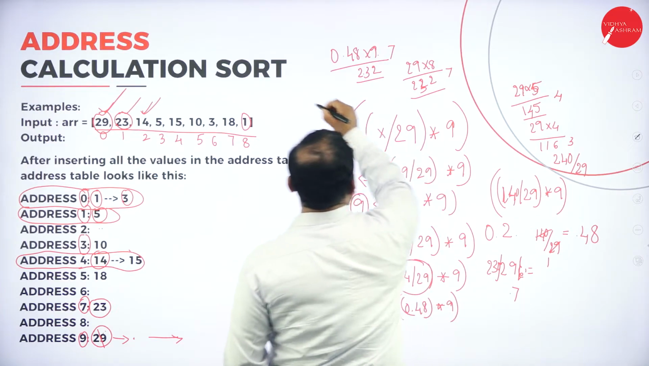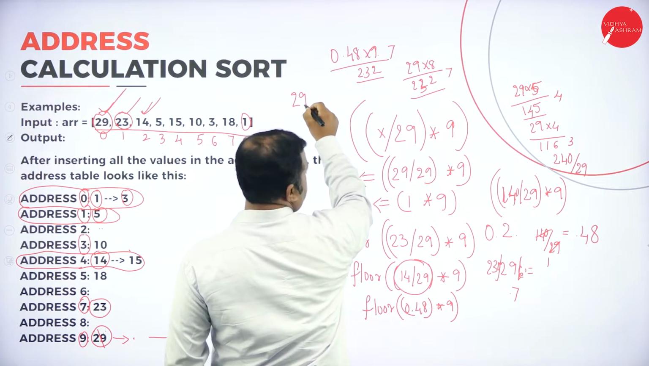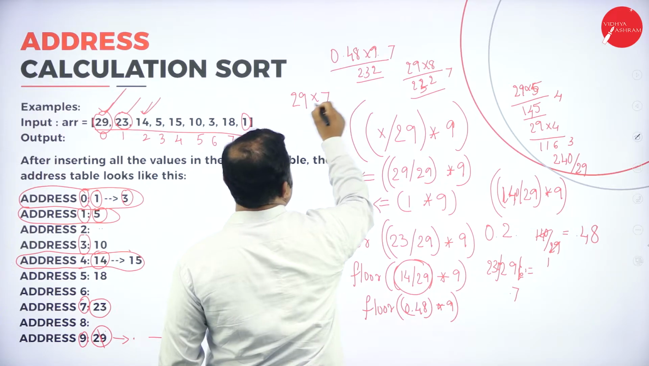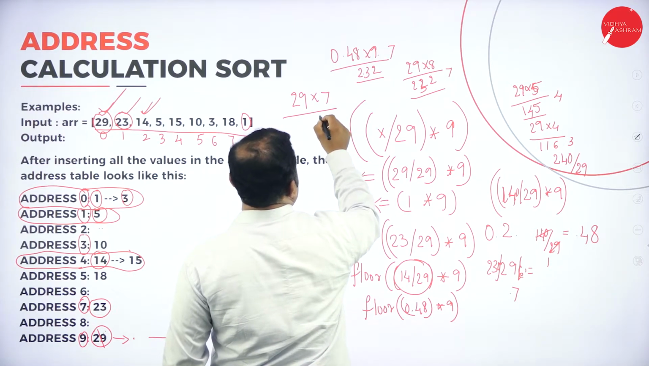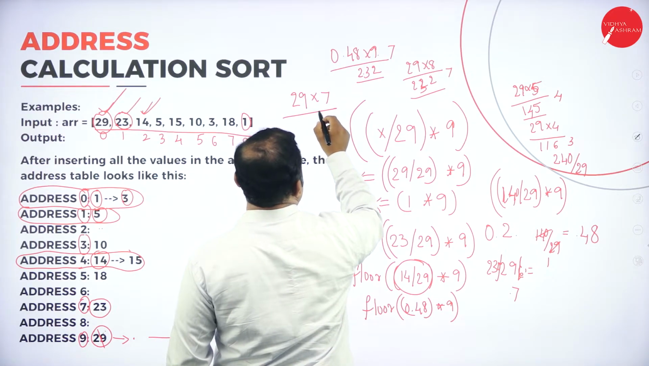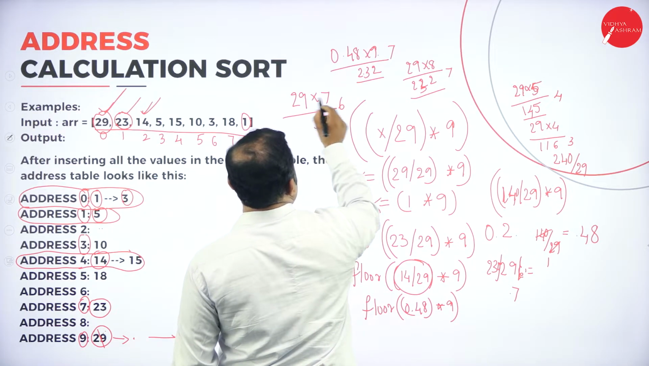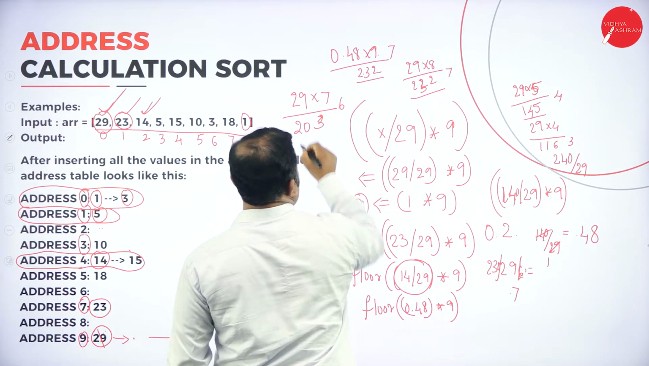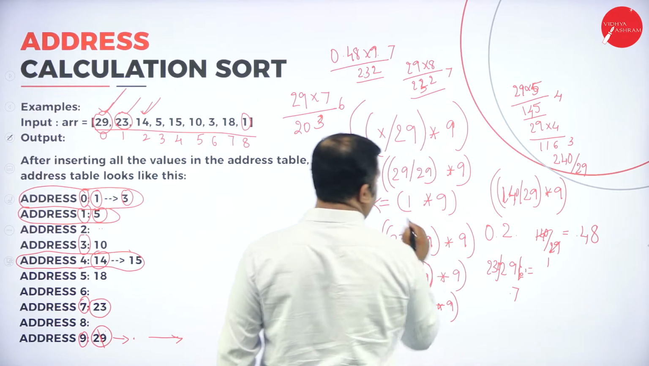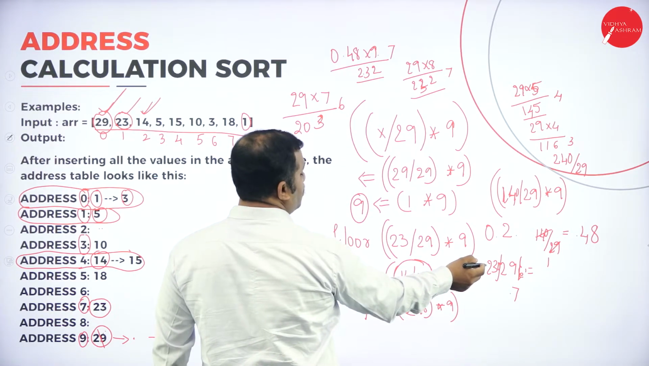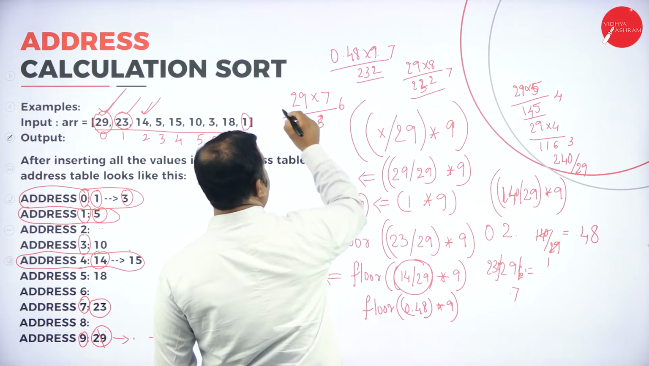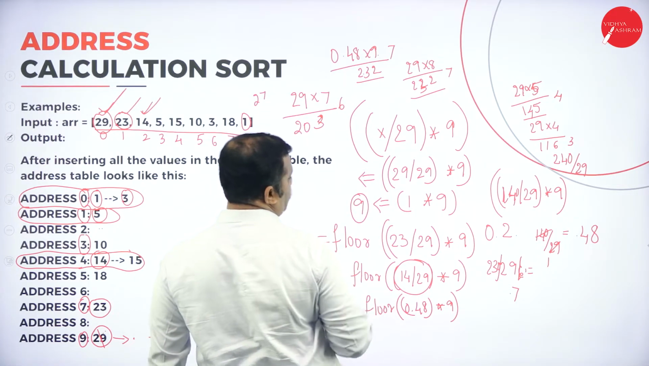29 sevens are 203, 9 sevens are 63. So we have 3 and 6 here, 14 plus 6 is 20. 203 we have here. If I subtract 203 from 230, what is the value we get? We get the value which is equal to 27 again.